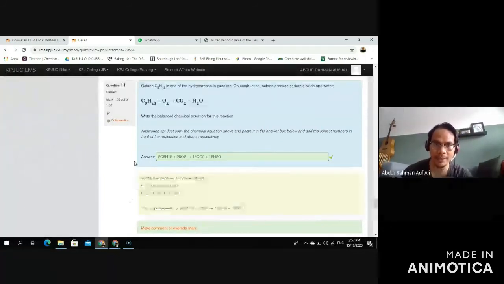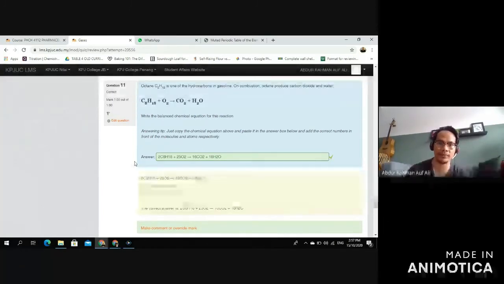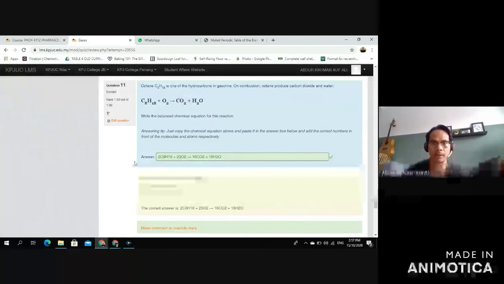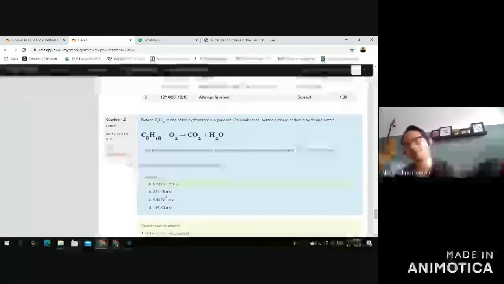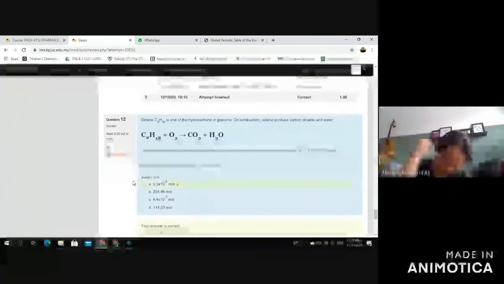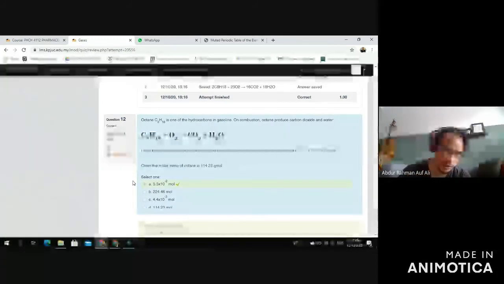Right? So the answer is 2C8H18 plus 25O2 produces 16CO2 and 18H2O. Alright, that brings us to our last question. Question number 12, which is a continuation.